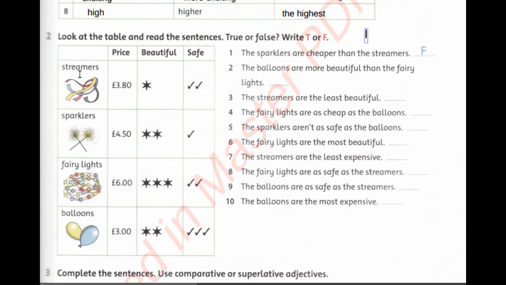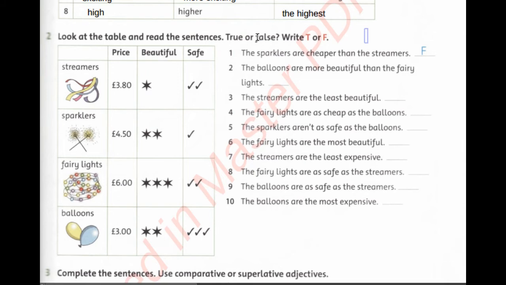So we have here the streamers, sparklers, fairy lights, and balloons. Here we have the price. As an example, this is pounds. And beautiful: 1 star, 2 star, 3 star, and 2 star. And safe. Safe means cannot have an accident. The streamers and the sparklers are very unsafe because you can burn your hands. The fairy lights are also not 100% safe, but the balloons are the safest.